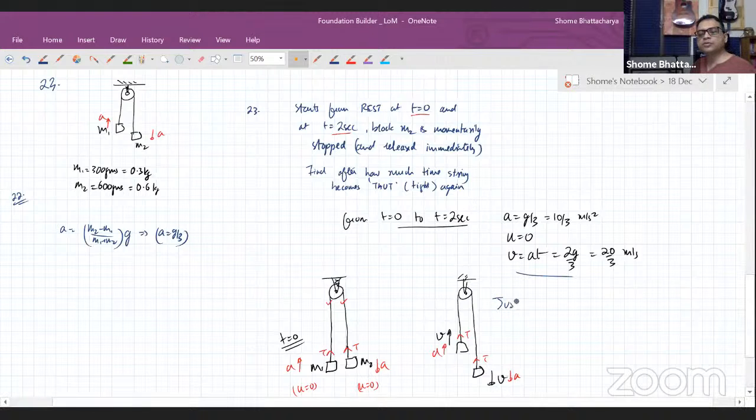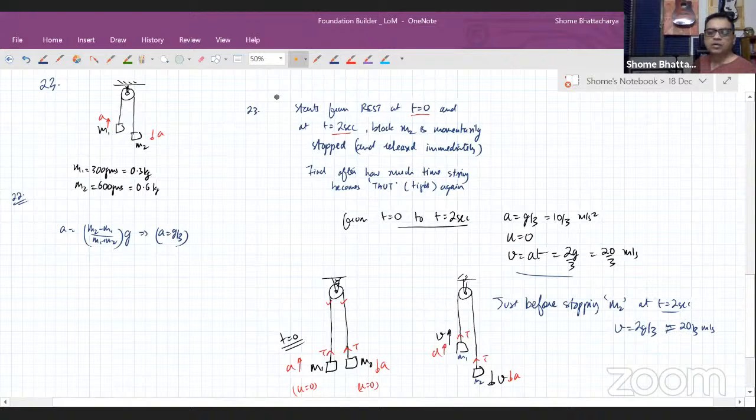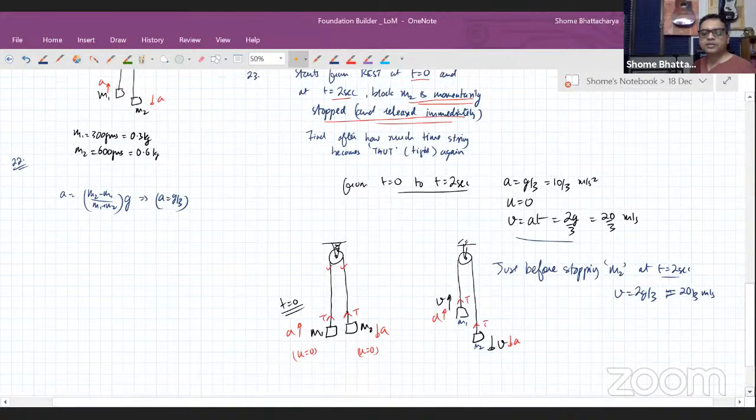So if I see just before stopping M2, stopping this block M2 at t equal to 2 seconds, the speed will be 2g by 3 or 20 by 3 meters per second, like this. Okay. Now what happens after you've just stopped this block? So what you're doing now is you're stopping this block momentarily and then releasing it immediately.